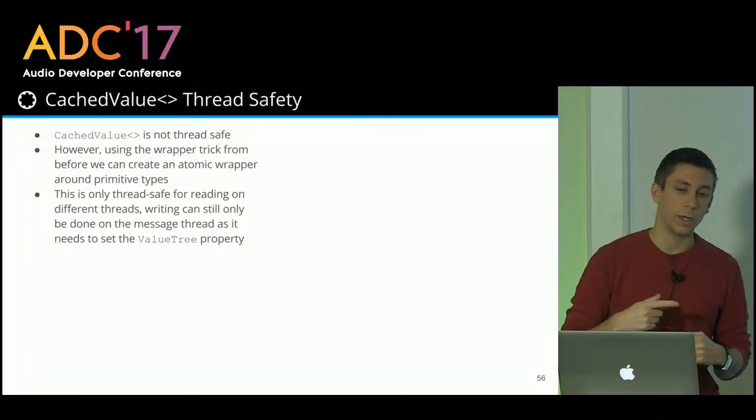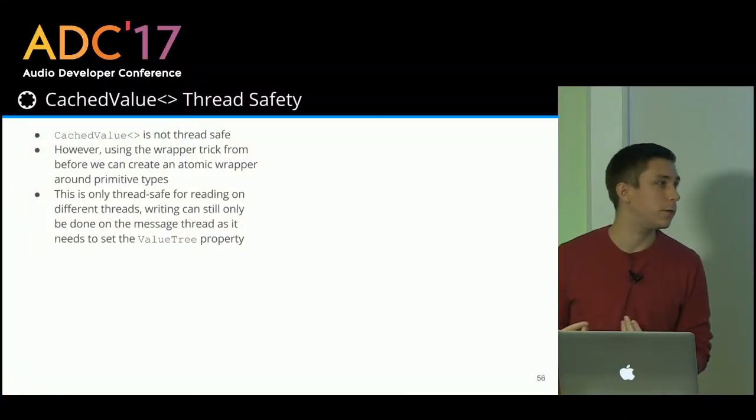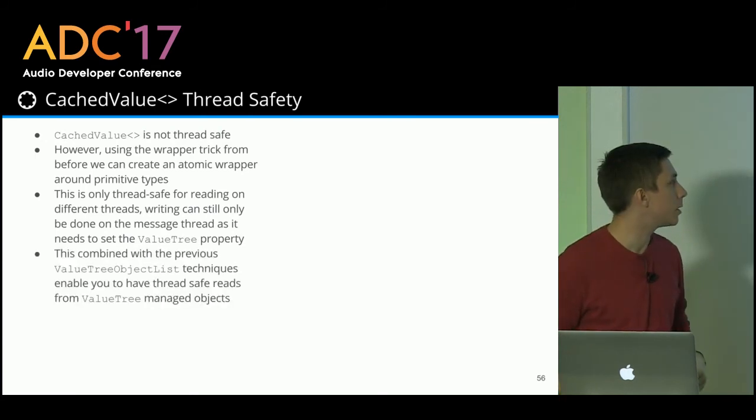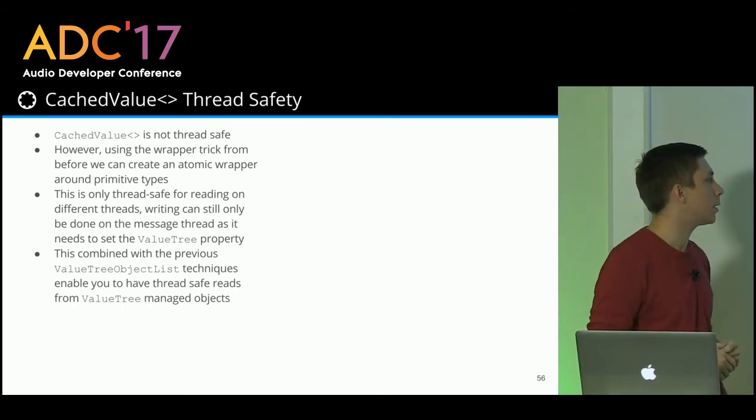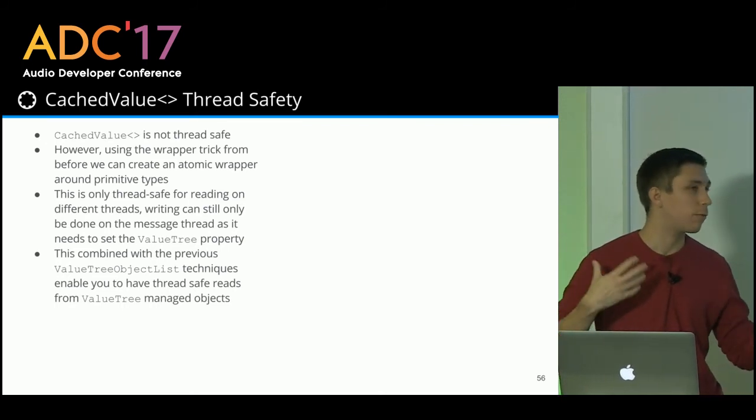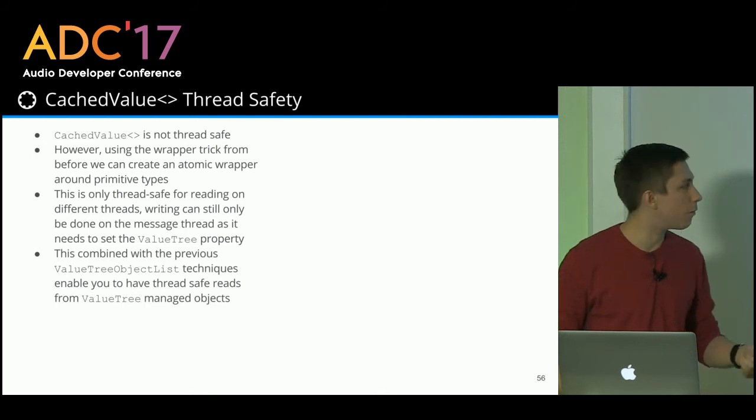But we can inject some thread safety into cached values, and we can use a similar trick to what I showed before with the ranging or the bounds constraining to create atomic wrappers around these things. However, remember, this is only going to be thread safe for reading from different threads. As soon as you try and write to a cached value, it's going to try and write to the value tree, which, because there's no internal synchronization in the value tree, is going to cause a data race. So if you combine this with the previous ValueTreeObjectList techniques, this enables you to have thread-safe reads from all of your objects from all different threads.